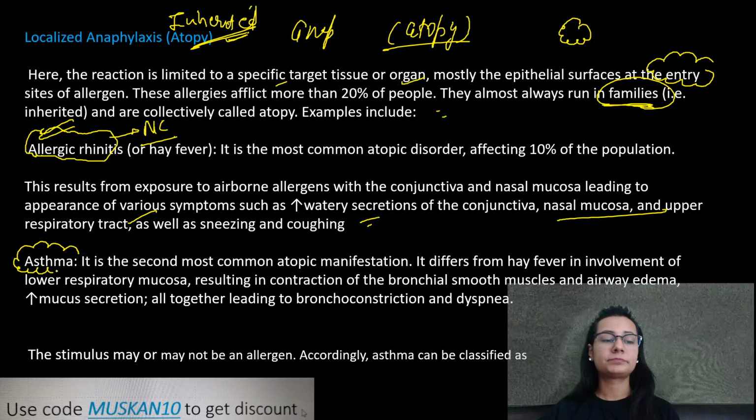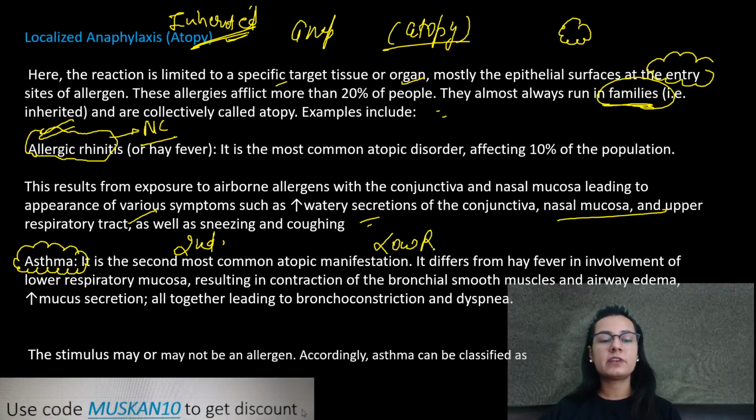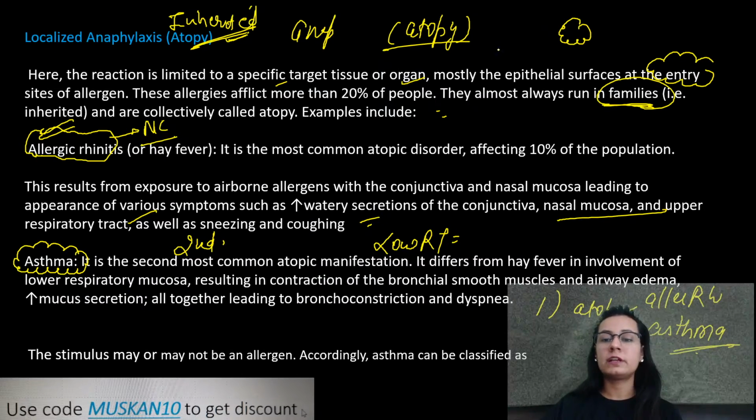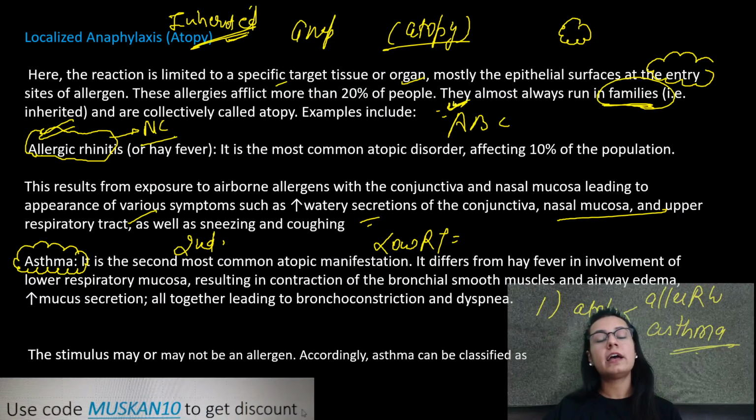Another is asthma. That is the second most common, right? It differs from hay fever in the involvement of the lower respiratory tract, resulting in contraction of the bronchial smooth muscles and increased mucus secretion. So atopy, A for A: one is allergic rhinitis and another is asthma that we have to remember. When we remember the examples, that is A, B, and C: A says anaphylactic reactions and anaphylactic shock, and atopy, atopy में A से allergic rhinitis and asthma.